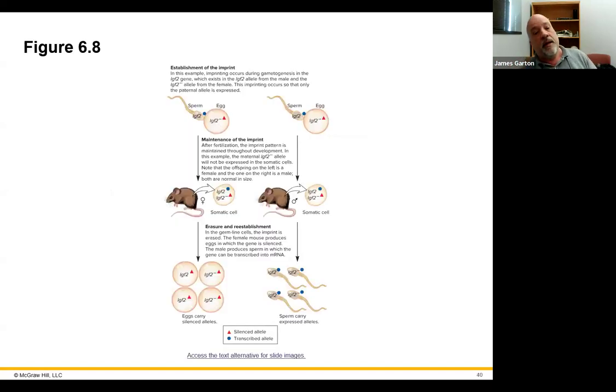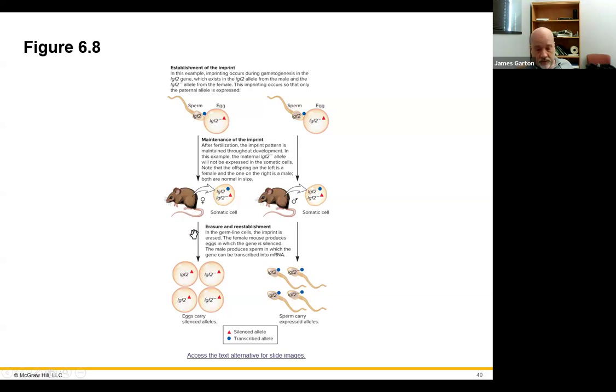And so, establishment: sperm cell, egg cell. And in this case, you get the IGF2 normal copy from the male and the mutant from the female. And so all of the mice born in this generation are heterozygous, but normal size.